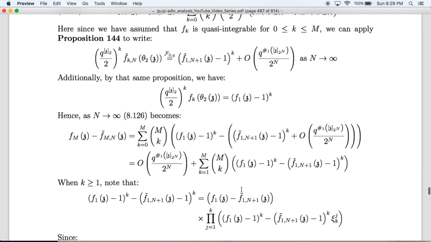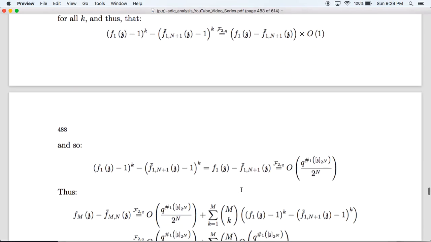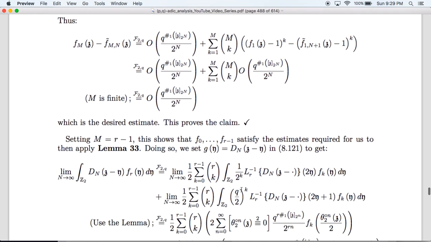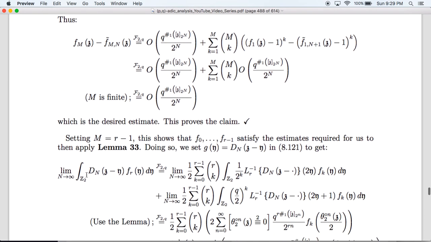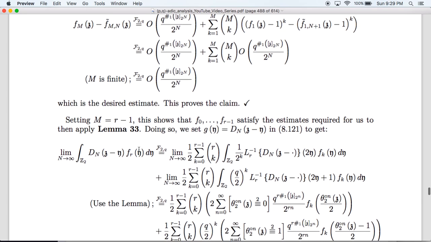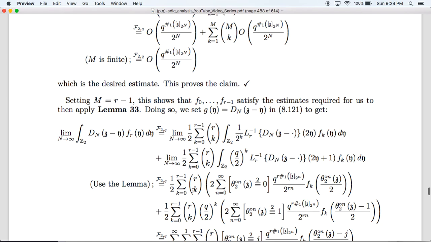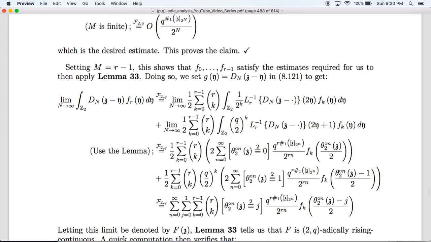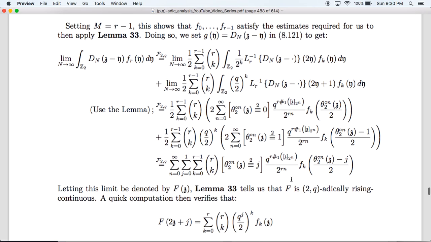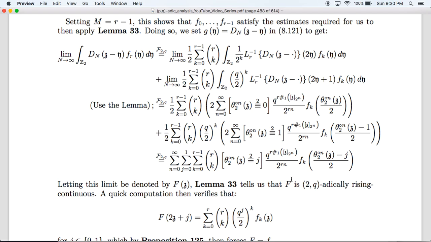So with that being done, now we apply lemma 33, where we set G to be the Dirichlet kernel, and then we take our limit. These are the two integrals that we computed using our lemma. So now we just use the lemma, and this is the correct formula for them. And we can combine these into one by summing from j equals 0 to 1. So we have this thing. Now let's denote this messy guy by big F of z.